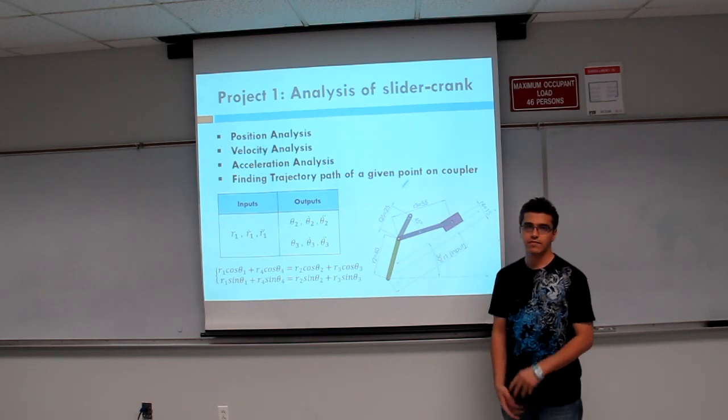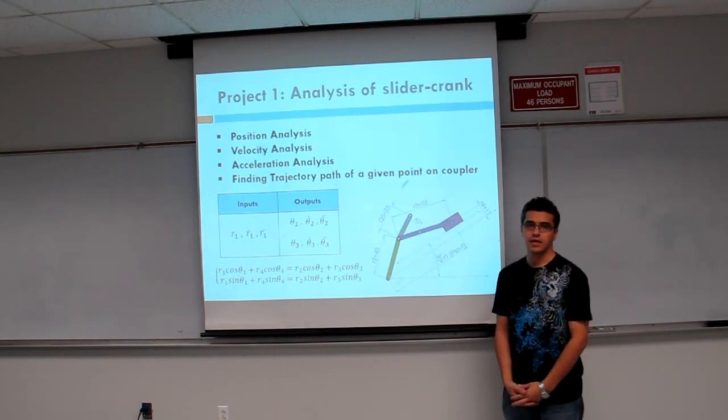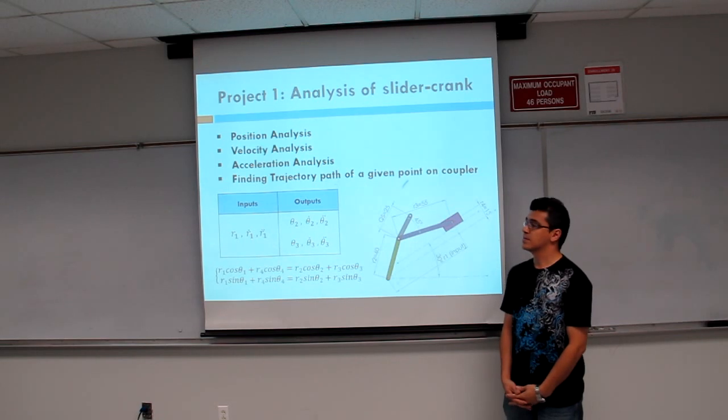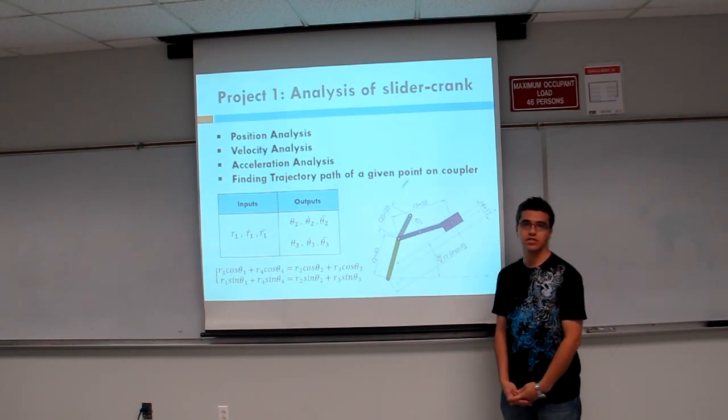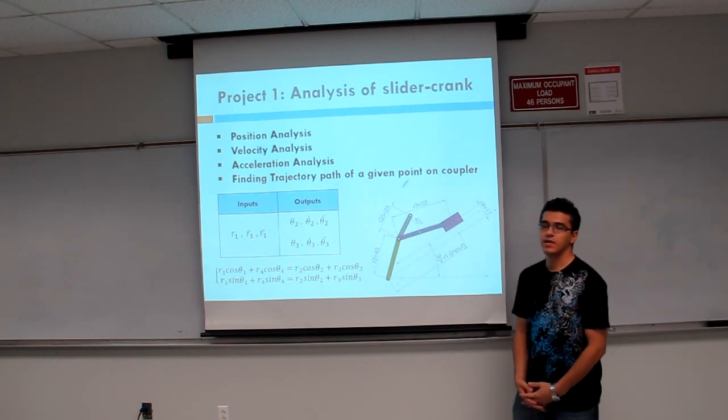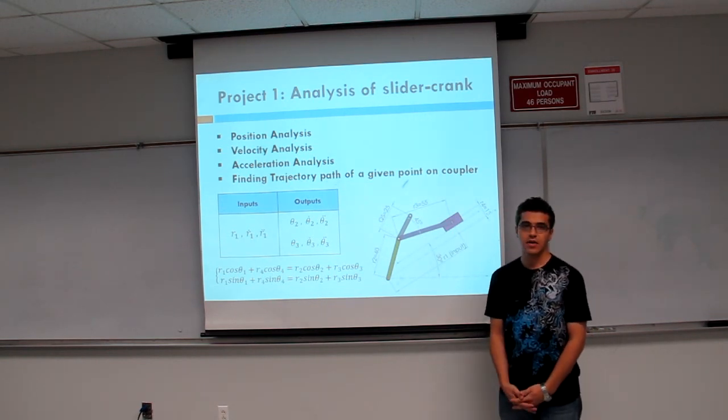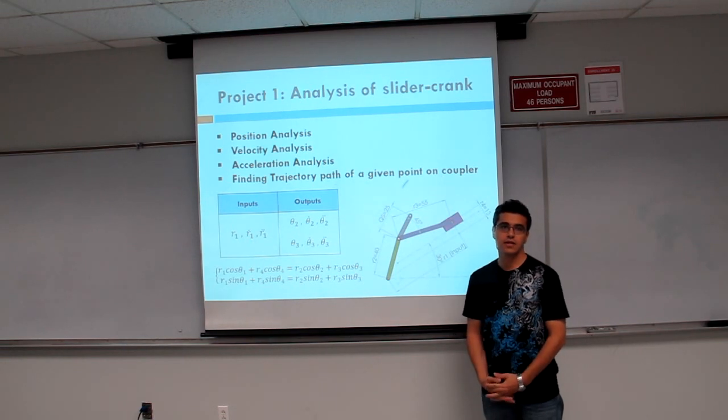In project 1, there are 4 steps. First, position analysis, then velocity analysis, acceleration analysis, and finding the trajectory path of a given point S on the coupler link.